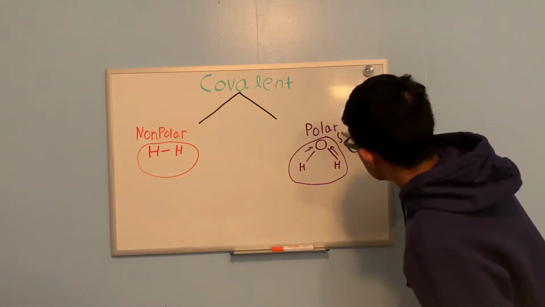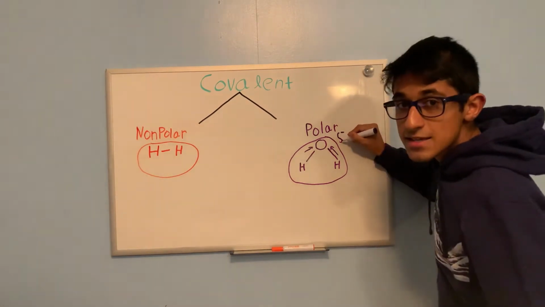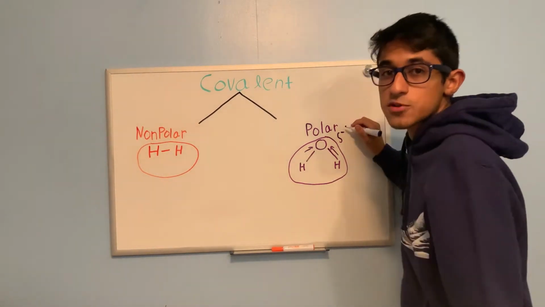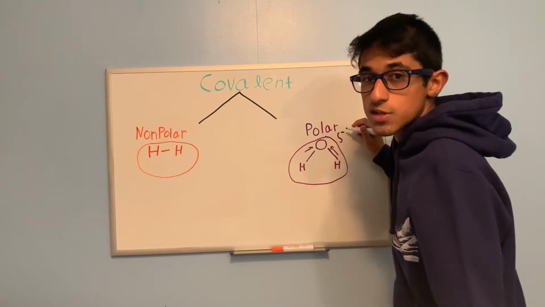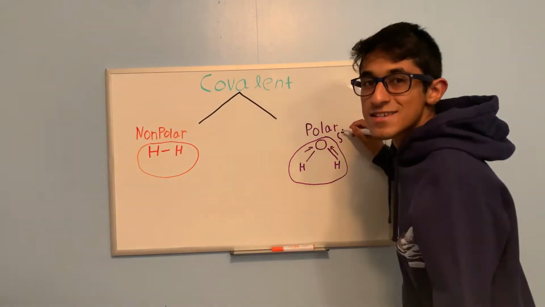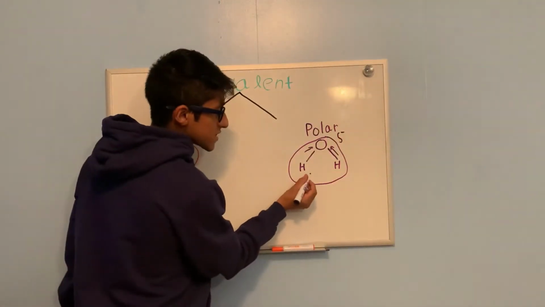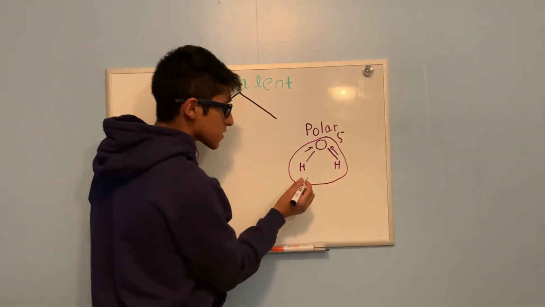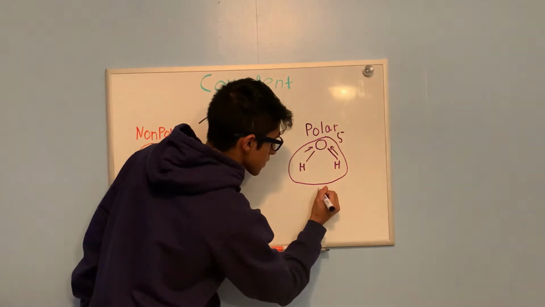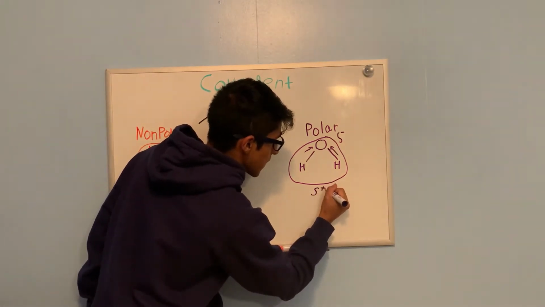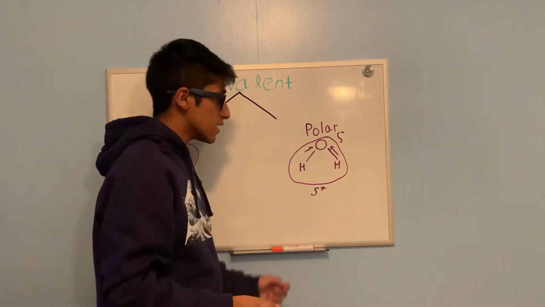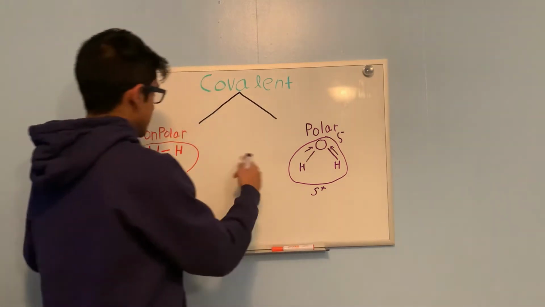So as a result, because this oxygen is pulling all of these electrons to it, it has a slightly negative charge. And this δ is a symbol used in chemistry to denote partial charge in a molecule. But I like to think the δ stands for slightly, so slightly negative. And on the other hand, because these hydrogens are losing their electrons, they become slightly positive. And as a result, we can see the difference.